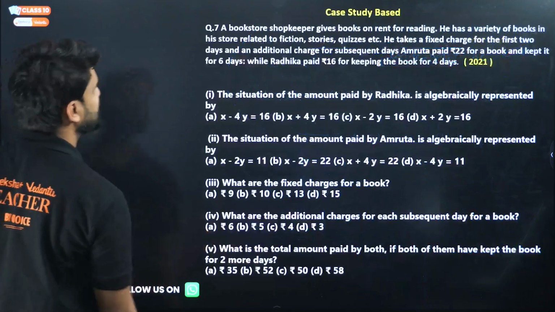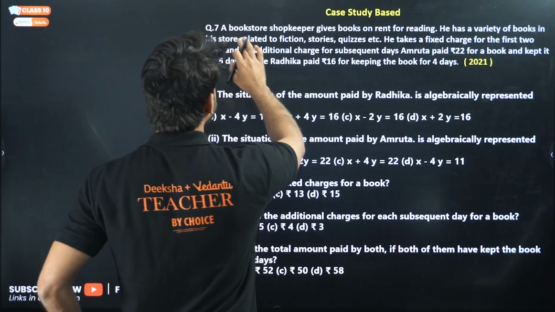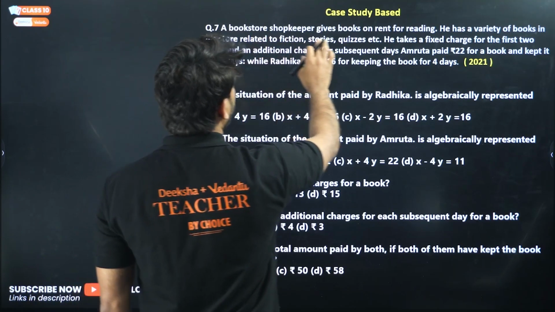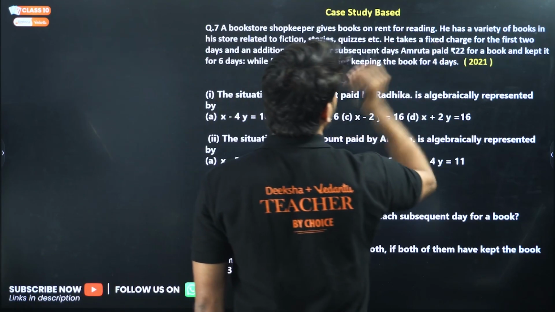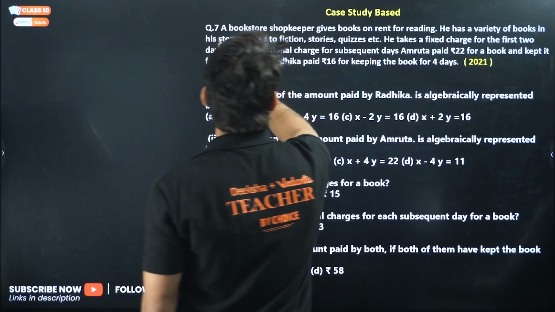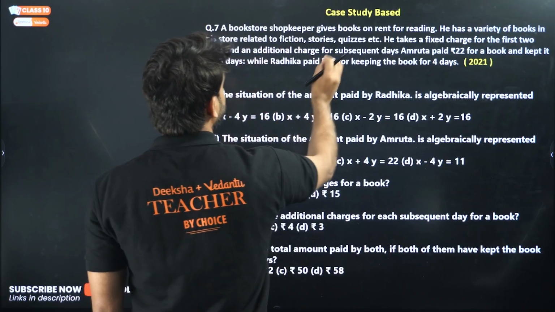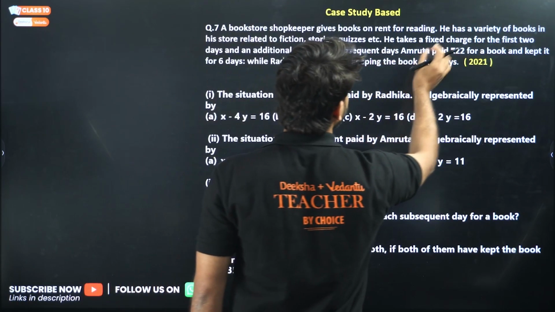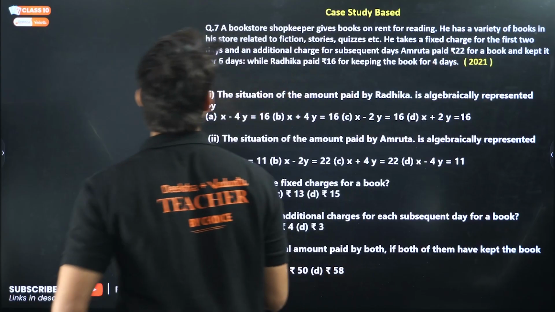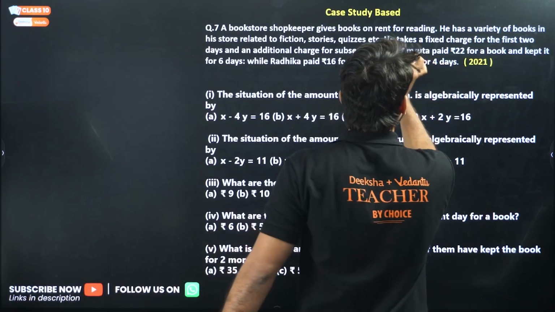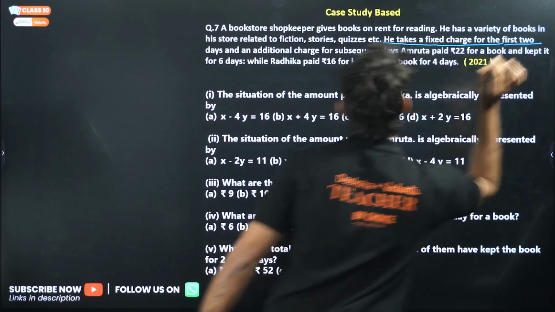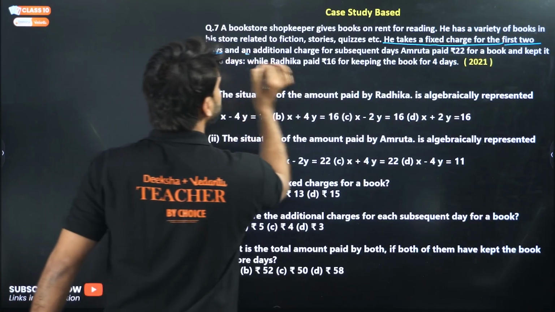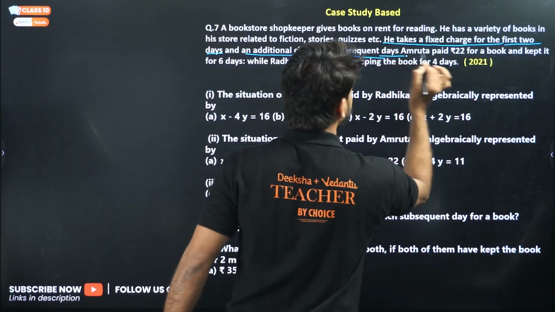Let's move to question number 7. This question number 7 is: a book store shopkeeper gives books on rent for reading. He has a variety of books in his store related to fiction, stories, quizzes, etc. He takes a fixed charge for the first 2 days and an additional charge for the subsequent days. Okay, very good.